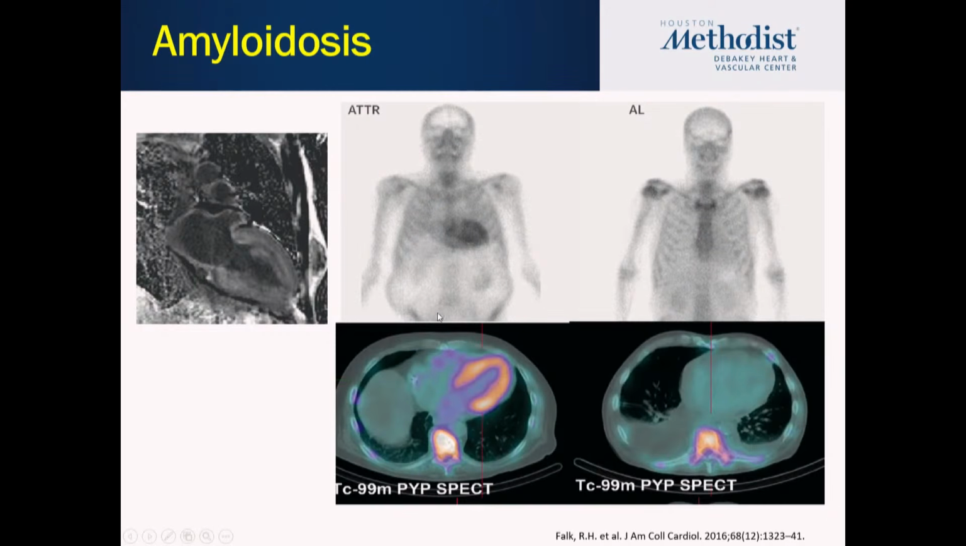And this is where PYP imaging comes into play. PYP imaging is not going to come into play until there is either a highly suspicious MRI or echo. Because we're trying mainly not to establish a diagnosis of amyloidosis, but to differentiate the subtypes of amyloidosis, ATTR amyloidosis from AL amyloidosis.